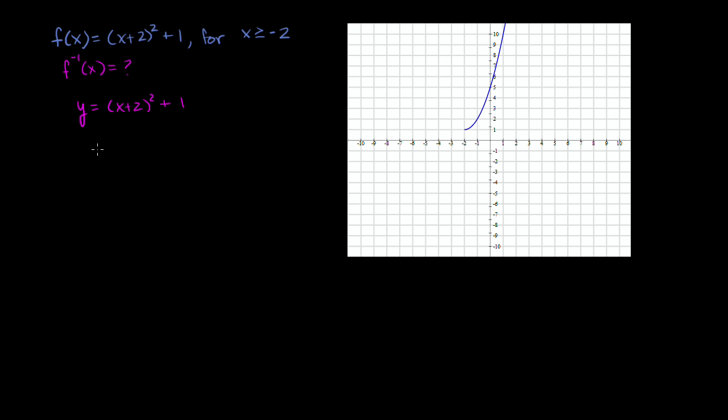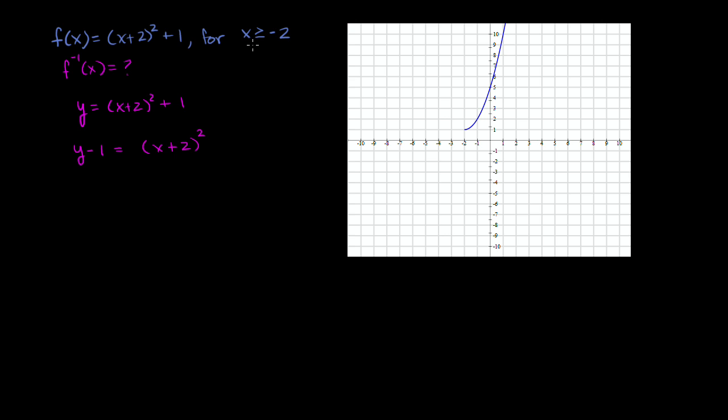So the first thing to do, we could subtract 1 from both sides of this equation. y minus 1 is equal to (x plus 2) squared. And now to solve here, you might want to take the square root, and that actually will be the correct thing to do. But it's very important to think about whether you're going to take the positive or the negative square root at this step.